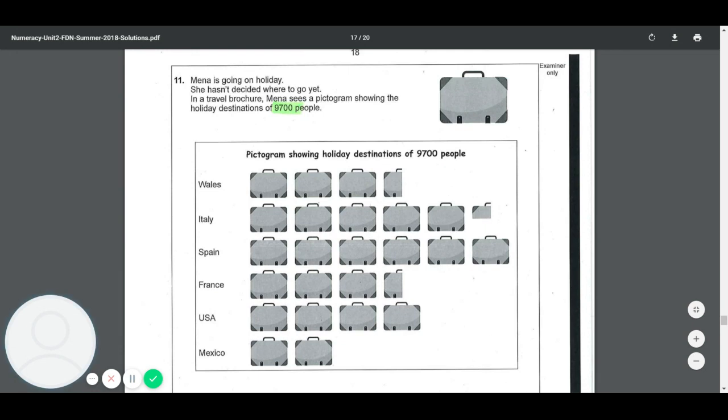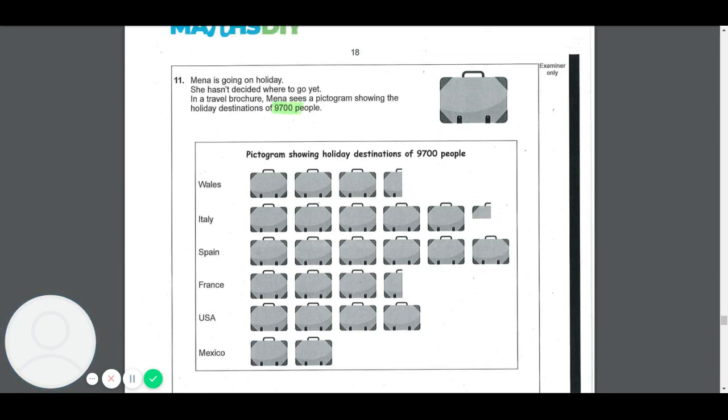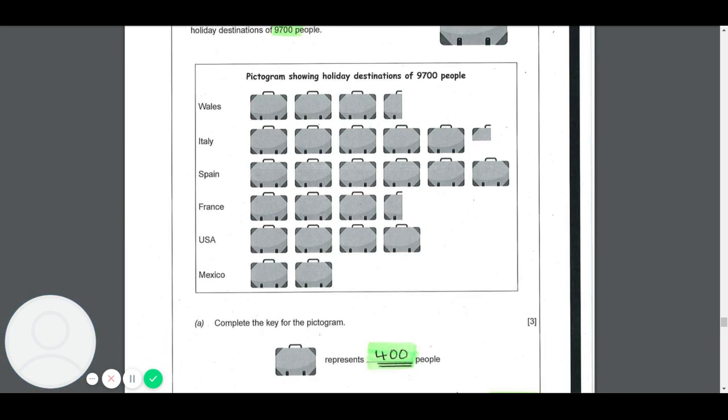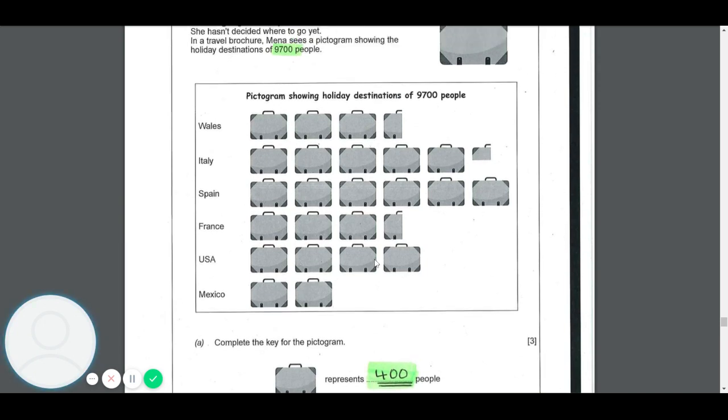Right, question 11. Mina is going on holiday. She hasn't decided where to go yet. In a travel brochure, she sees a pictogram with all these destinations. So 9,700 people is this entire graph. So how many suitcases have we got?